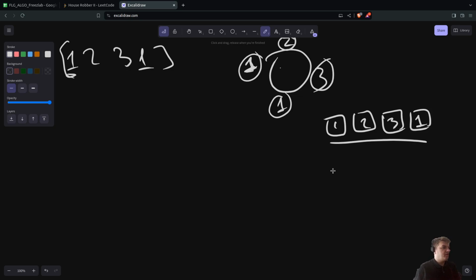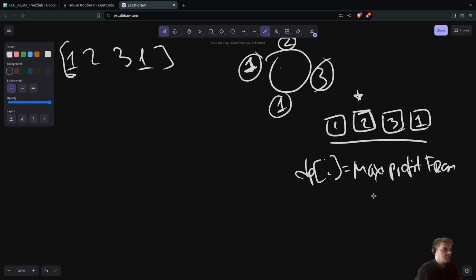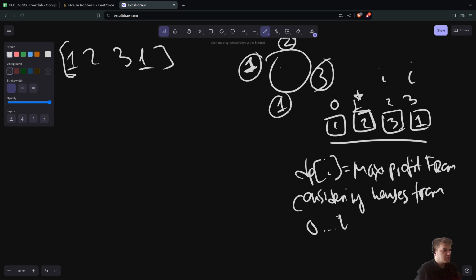If I want to solve it for this kind of case, I'll have dp of I as the max profit from considering houses at 0, 1, 2, 3, and this is I, from 0 till I, and then dp of I should be equal.